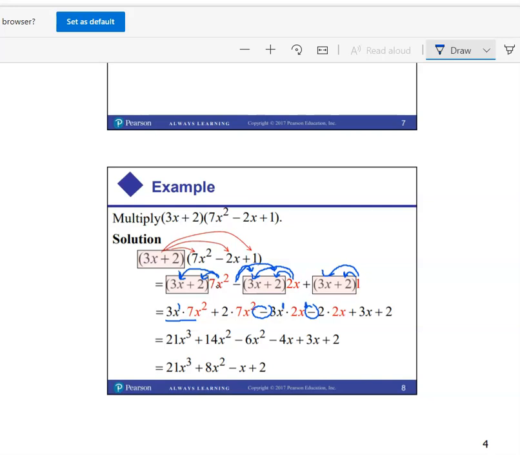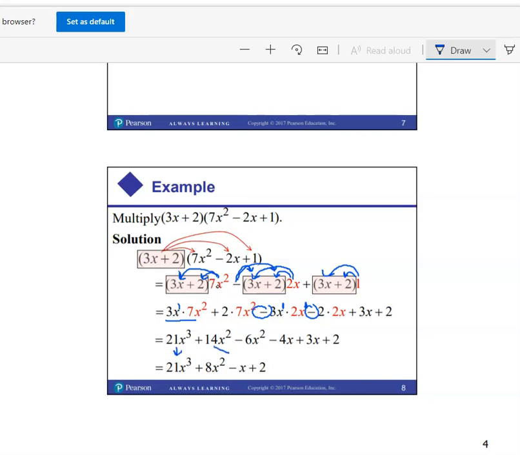And then we've got negative 2 times 2x, which is going to give me negative 4x. And then 3x plus 2, there was nothing to do there. So then they worked on combining like terms. So there's no other x to the third through here, so they just wrote that one down.